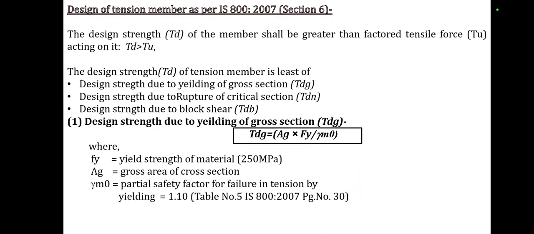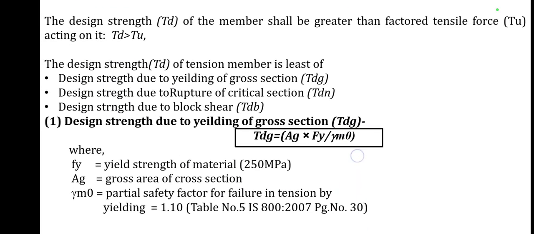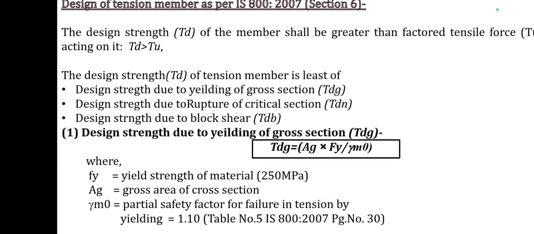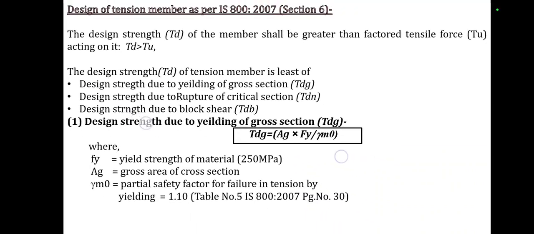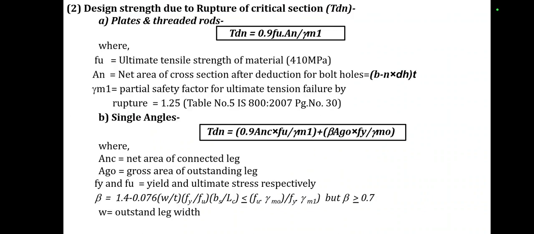This Ag is nothing but the gross area of the cross section, and we calculate it from the steel table. So in this way we have to calculate the design strength due to yielding of cross section. The next is the design strength due to the rupture of critical section, that is TDN.